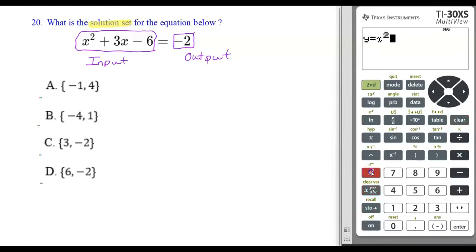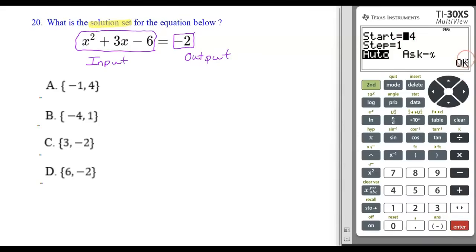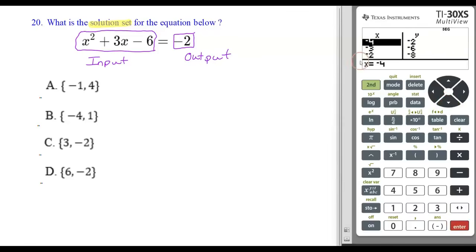Hit this button and then square it, plus 3x minus 6. At this point, go ahead and hit enter. Bring the cursor down to OK. Just hit this down arrow repeatedly until the OK is highlighted. Hit enter. Now, these are my input values on the table. You'll see a table come up, and the second column is my output values. Let me show you how to do this.